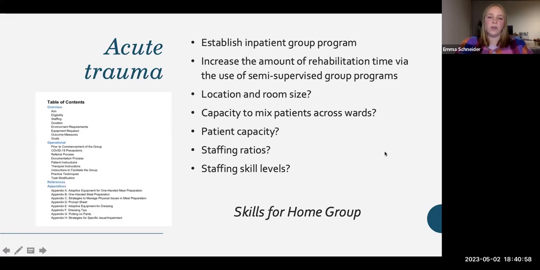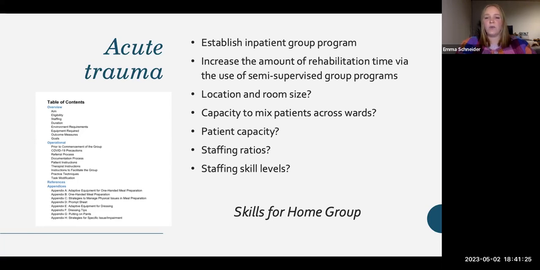In our acute trauma unit, again, we wanted to establish an inpatient group. We really wanted to increase the amount of rehabilitation time through that semi-supervised group program. We weren't allowed to move people off the ward. We had to do it in the ward scenario, so we could only include people on that one ward. We had a really mixed patient cohort, and on average, people were only in the hospital for 2 to 5 days. So we had to make it quick.